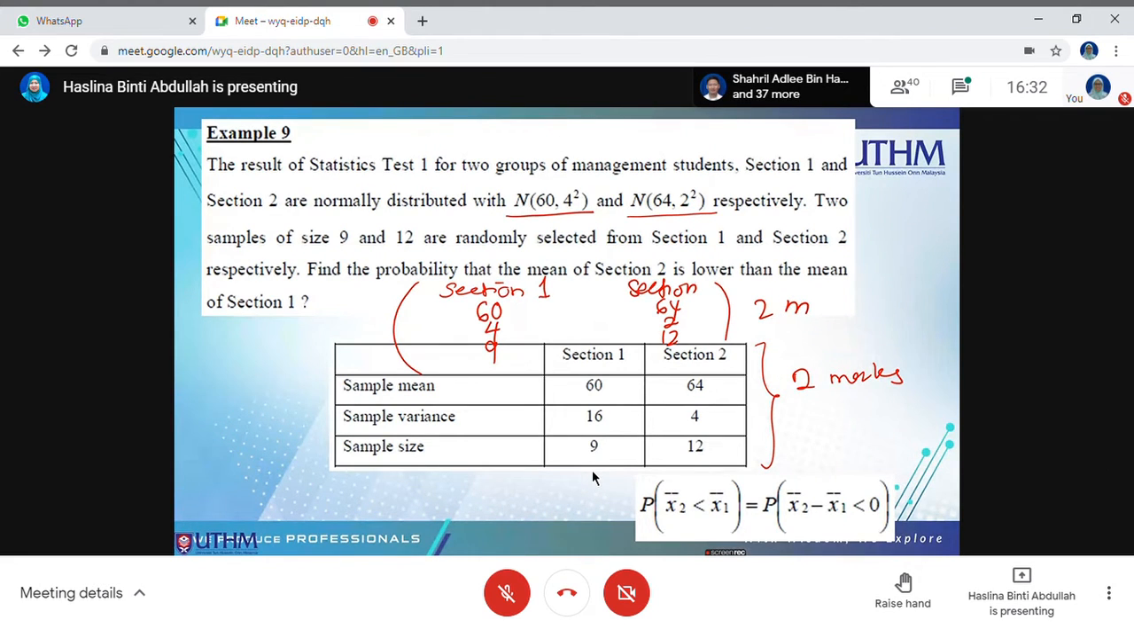If you do not write it, automatically you lose 2 marks. But if your final answer is correct, never mind, full marks. If your final answer is wrong, but you still write the list of information, you still get 2 marks.